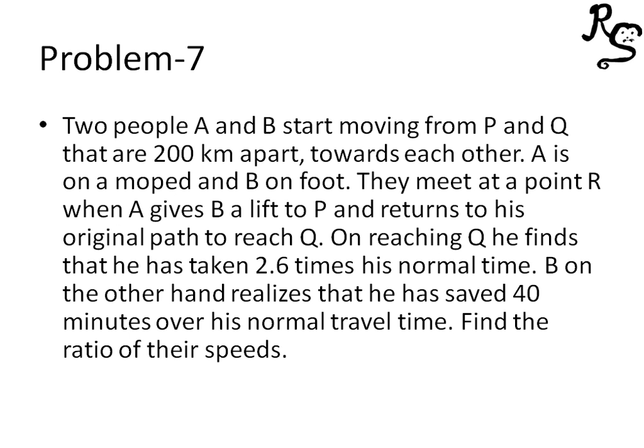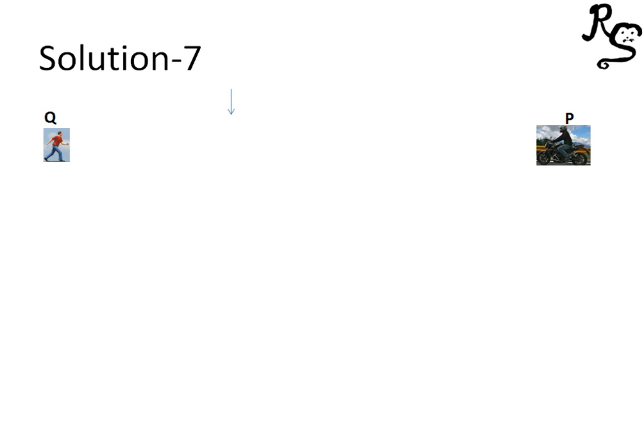Another problem, let's take it. Two people A and B start moving from P and Q, which are 200 km apart, towards each other. A is on a moped and B is on foot. They meet at a point R, when A gives B a lift to P and returns to his original path to reach Q. On reaching Q, he finds that he has taken 2.6 times his normal time. B, on the other hand, realizes that he has saved 40 minutes over his normal travel time. Find the ratio of the speeds of A and B.